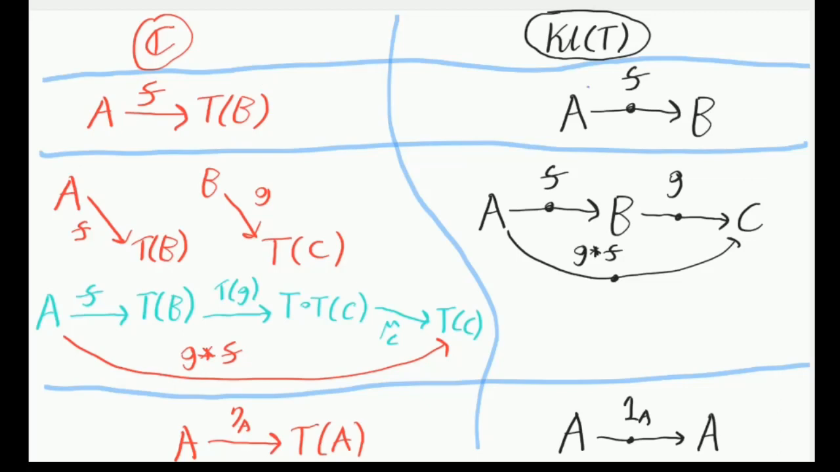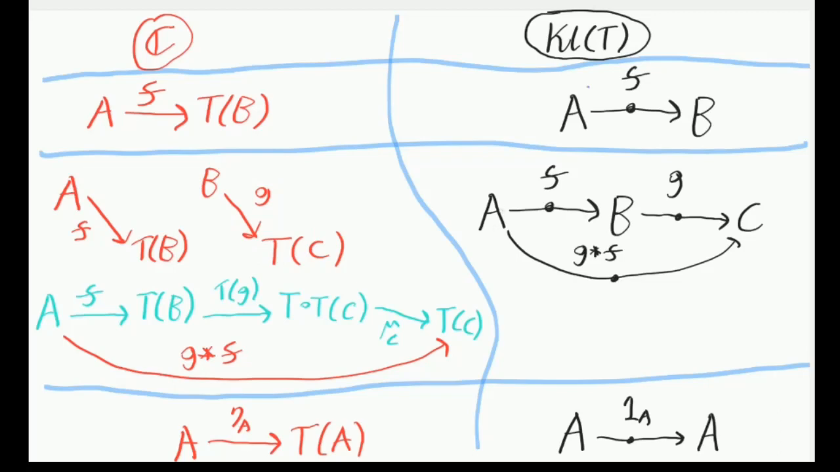But then that begs the question, how on earth are we going to compose arrows in the Kleisli category? I mean, look at this picture. We have a Kleisli arrow from A to B and a Kleisli arrow from B to C. So those are going to be corresponding, if we look at things through the perspective of the original category, that means we have an arrow F from A to T of B, and we have an arrow G from B to T of C. So how on earth are we supposed to compose those?